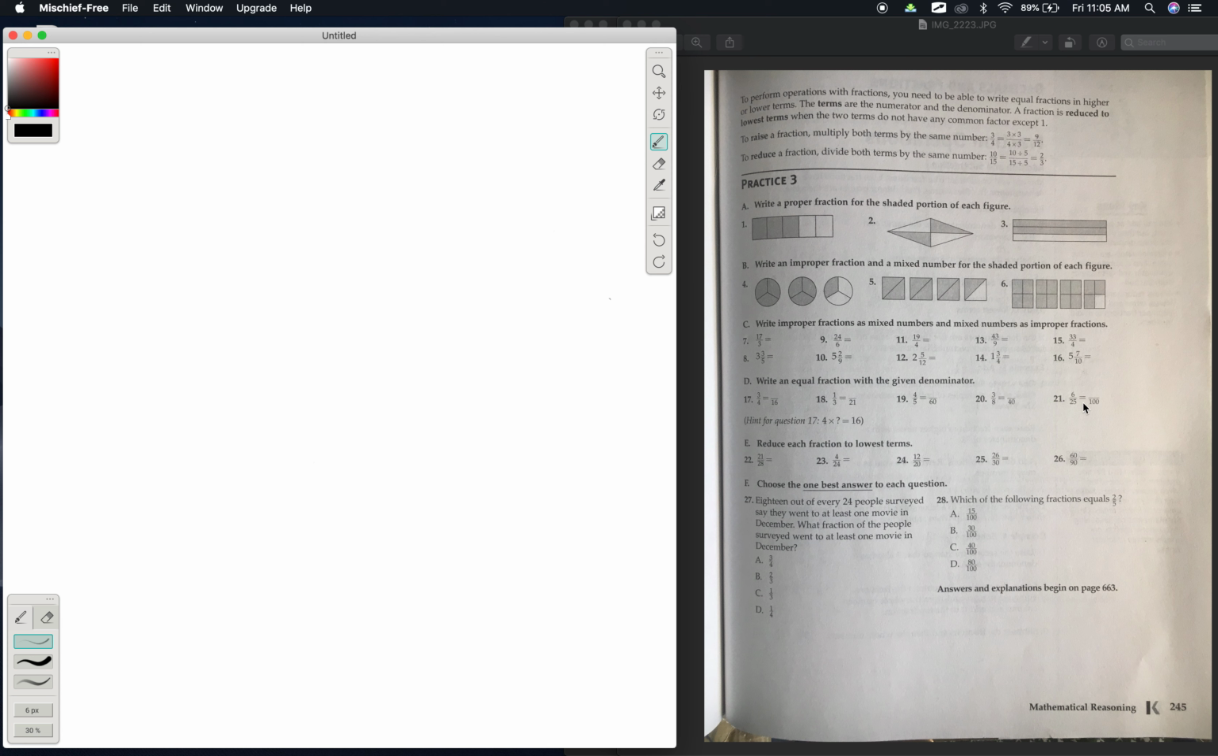25 times 4 is 100. 6 times 4 is 24. So 24 over 100 is the same as 6 over 25.